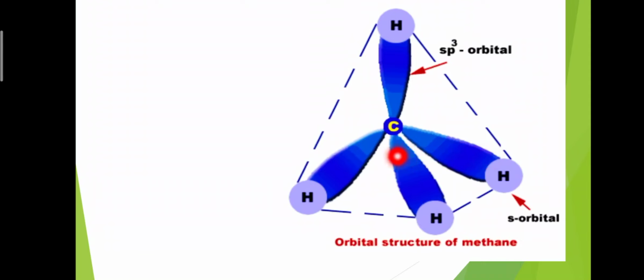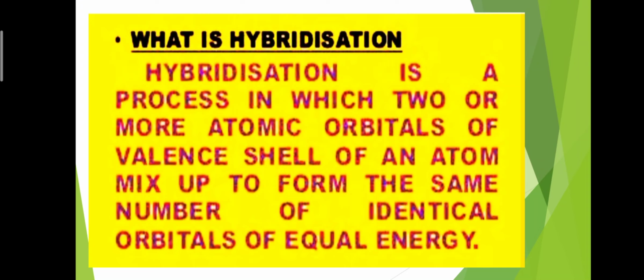This is the structure of methane. These are the hybrid orbitals of carbon. A sigma bond is formed between hydrogen and carbon due to sp3 hybridization. It is the orbital structure of methane. Hybridization is a process in which two or more atomic orbitals of the valency shell of an atom mix up to form the same number of identical orbitals of equal energy.